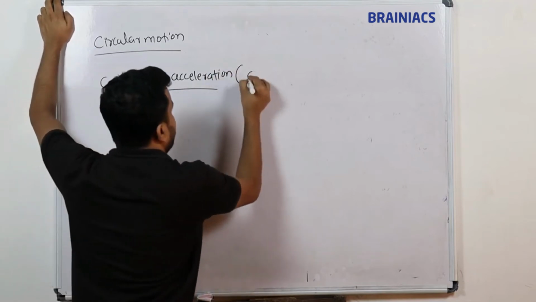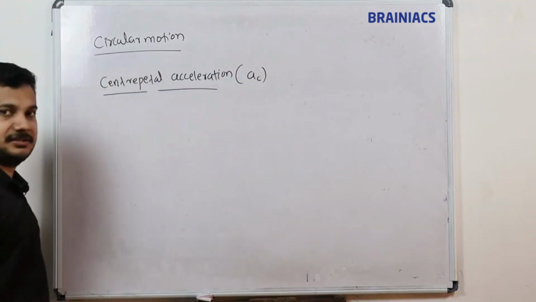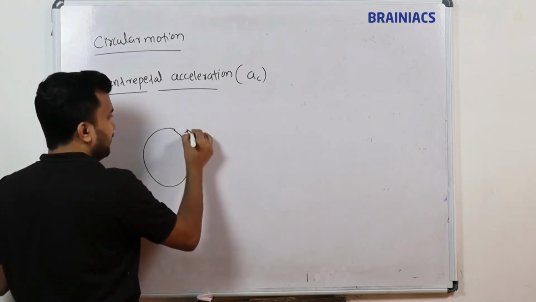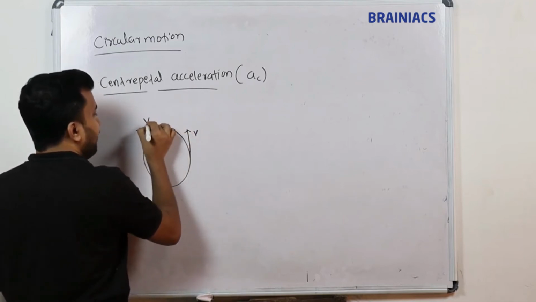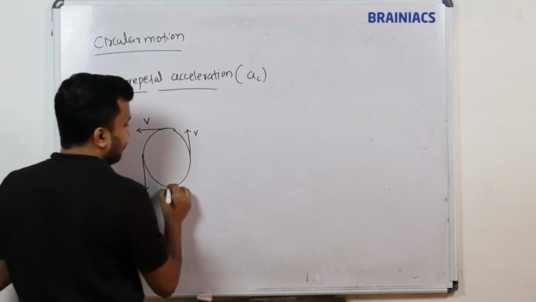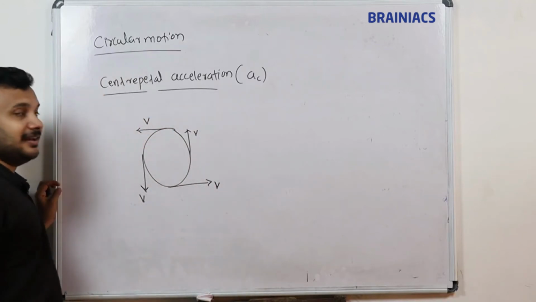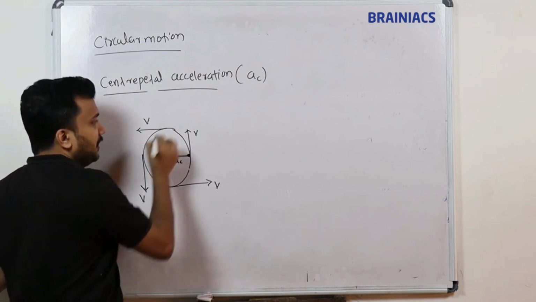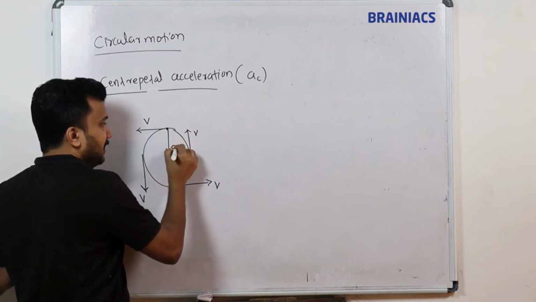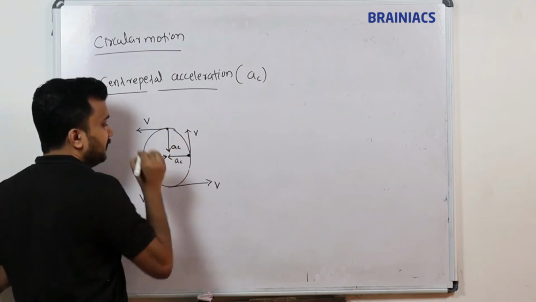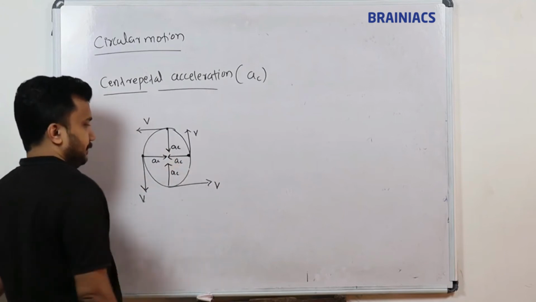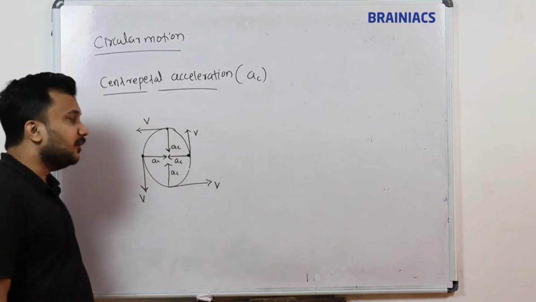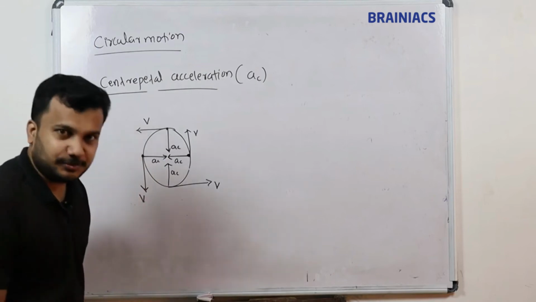Centripetal acceleration, notated AC. This is also simple. Here the difference is that your velocity magnitude is not changing. At every point you take, velocity is constant. Then there exists an acceleration at this point towards the center, which is called AC. The centripetal acceleration exists whenever it is moving with a constant speed.